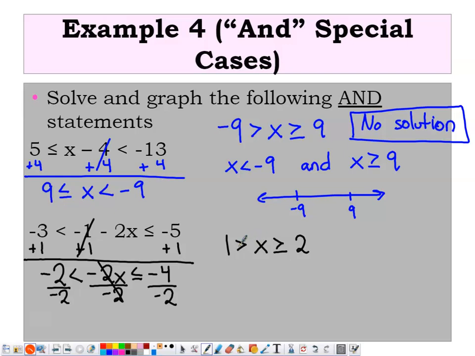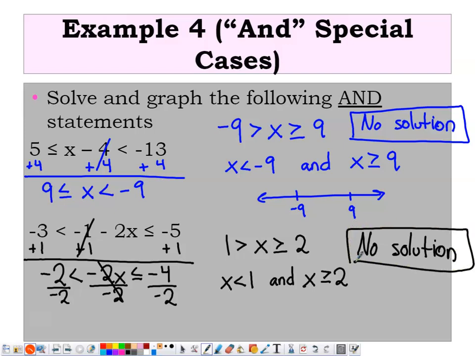So this really is equivalent to x is less than 1 and x is greater than or equal to 2. I'm thinking to myself, is there any number where that's the case, where it's both less than 1 and greater than 2? The answer to that is no. So this is also no solution. And same thing, the graph, we can't graph anything, so we're just going to leave that graph blank. So I'm going to put 1 here, and I'm going to put 2 here. And again, there's nothing to graph, so we're just going to leave that blank.